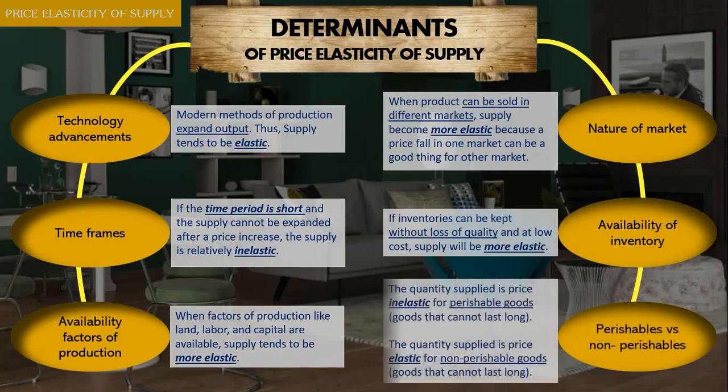The last determinant is perishable and non-perishable. The quantity supplied is price inelastic for perishable goods. Perishable goods are goods that cannot last long, such as fruits and flowers. Meanwhile, the quantity supplied is price elastic for non-perishable goods. Non-perishable goods are goods that can last long, like houses and televisions.